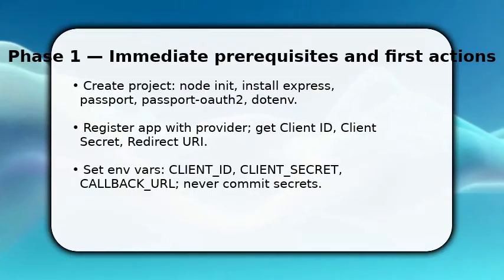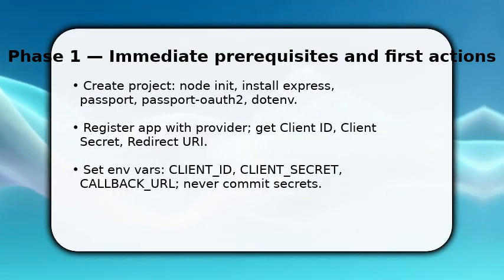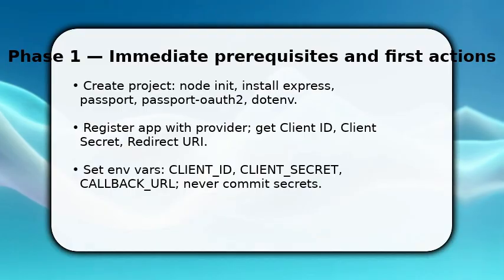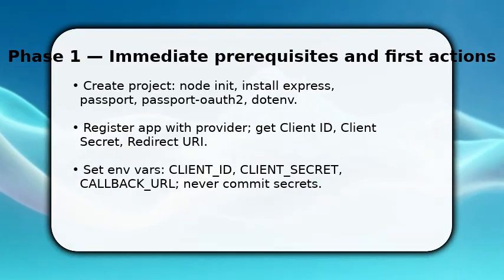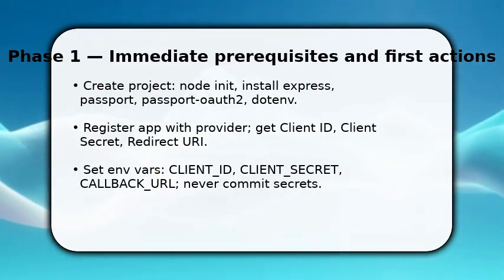You begin by preparing only what you need now: a Node project, Express, Passport, and the OAuth 2 strategy. Register your app with the provider to obtain a client ID and client secret, then set a callback or redirect URI. Once done, place those values into environment variables using dotenv. This keeps secrets out of source control.